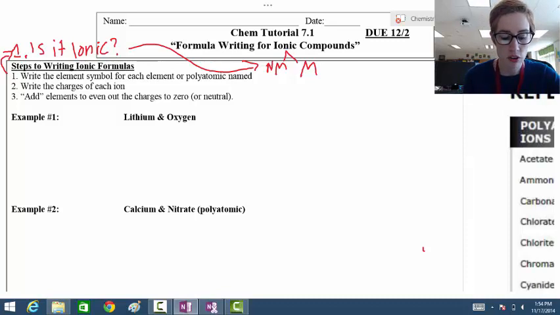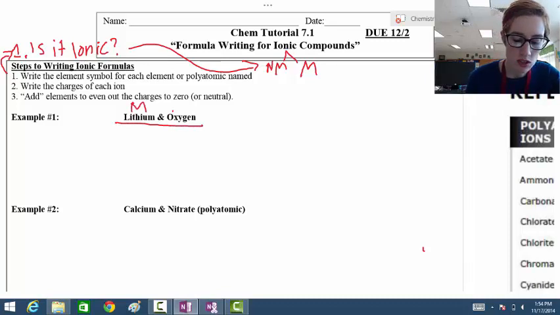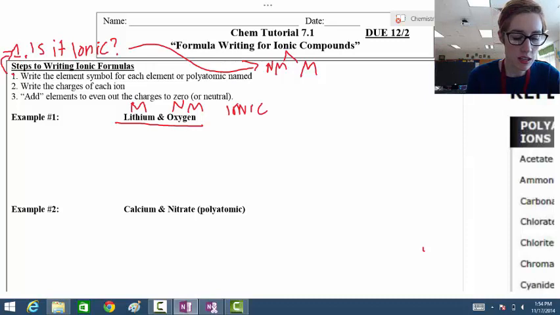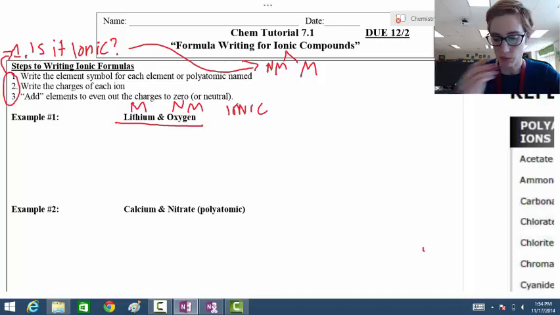So let's look at our first example. I have lithium and oxygen. Lithium is a metal because it's to the left of the staircase line. Oxygen's a nonmetal because it's to the right of the staircase line. So this is ionic because there's a metal and a nonmetal. Now that I know it's ionic, I will follow these rules right here to write ionic formulas.